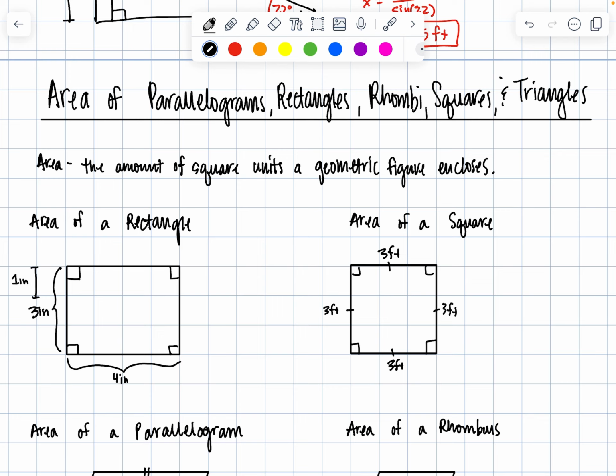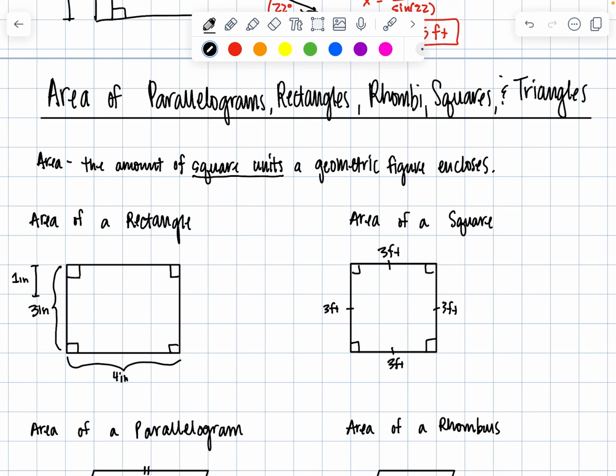Encloses. So for instance, if we have a triangle, we could calculate the number of square units it has inside of it, or a rectangle, a rhombus, a pentagon, a pentadecagon, a decagon, a nonagon, or even a circle. We could calculate the number of square units or the amount of squares that actually fit inside of it. And we're going to go over all these examples.